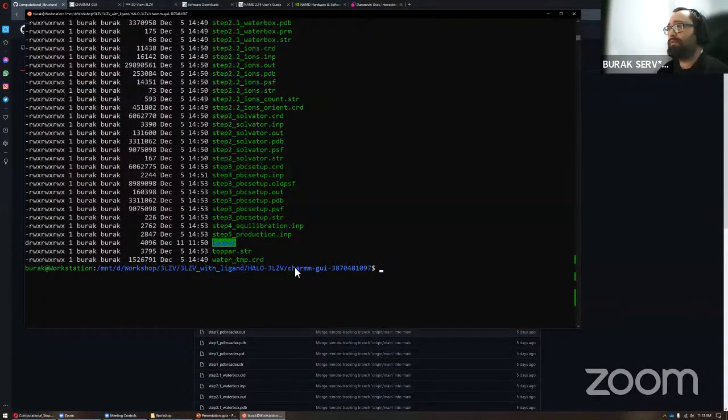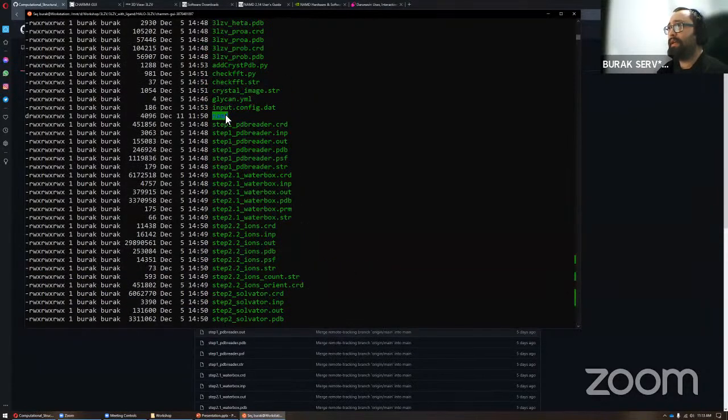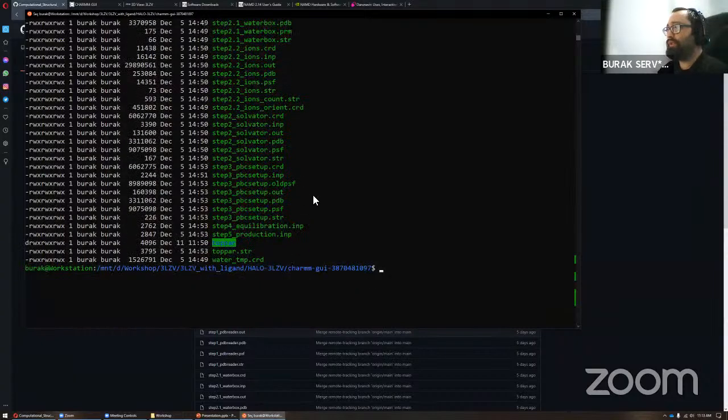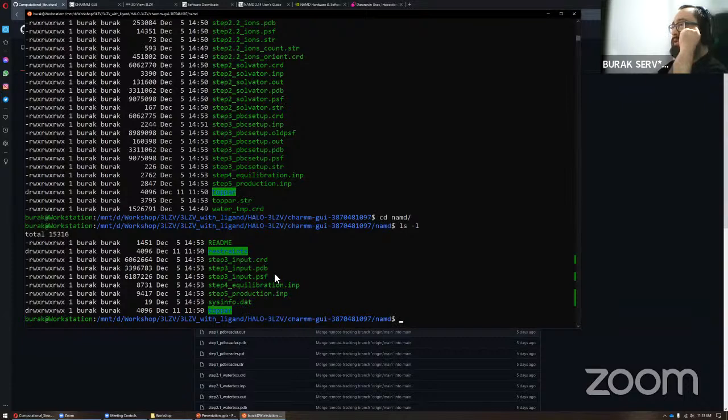Now, when you enter the CHARMM-GUI folder, you're gonna see a NAMD folder. So we should continue with this one, NAMD. So we can check all files in this part. Now we can see we have a coordinate file, and this is the PDB file, and this is the PSF file for the protein structure. And you can see we have two input files. That means these are our config files. Now we're gonna call these config files with the NAMD software. But first of all, I want to check these config files together.